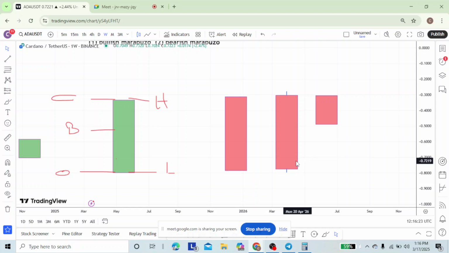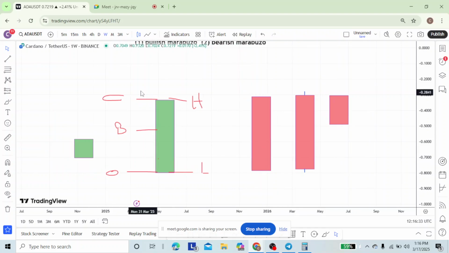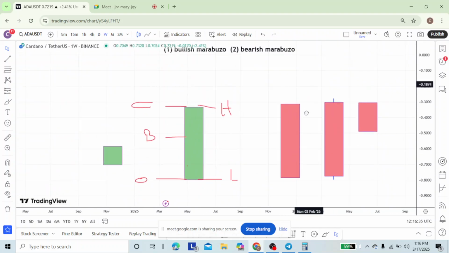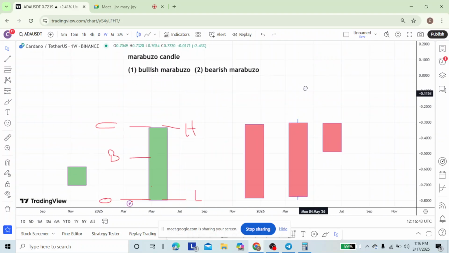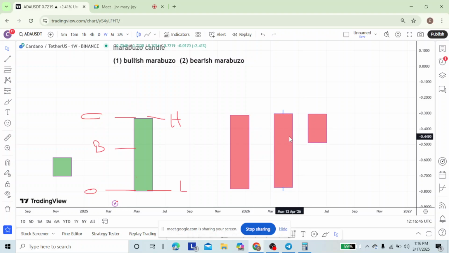So this is still telling us that sellers are in the market. So when you have a Marubozu candlestick, if it is bullish, in green color, it's telling you that buyers are in the market. If it is a bearish color, which is red, it's telling you that there are sellers in the market.